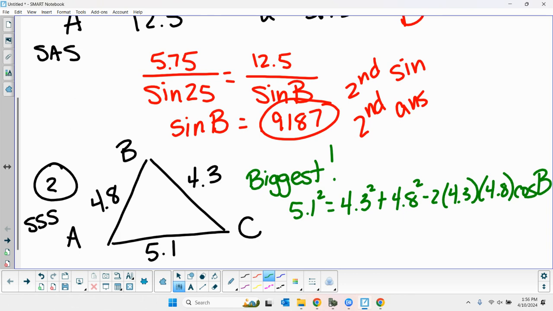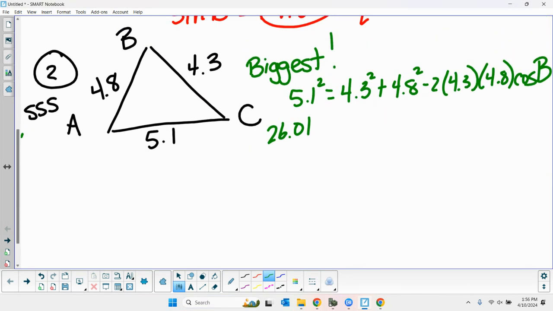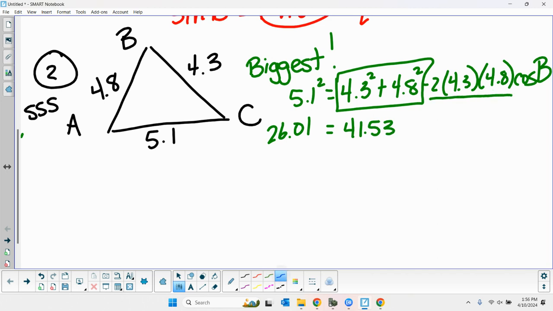So when we do this, you need to do the 5.1 squared, which is 26.01. And then what I do next are these two, which was 41.53. And then I do these next, which is negative 41.28. You can't put it all in like you did on the last one. You got to do this in steps. Okay?